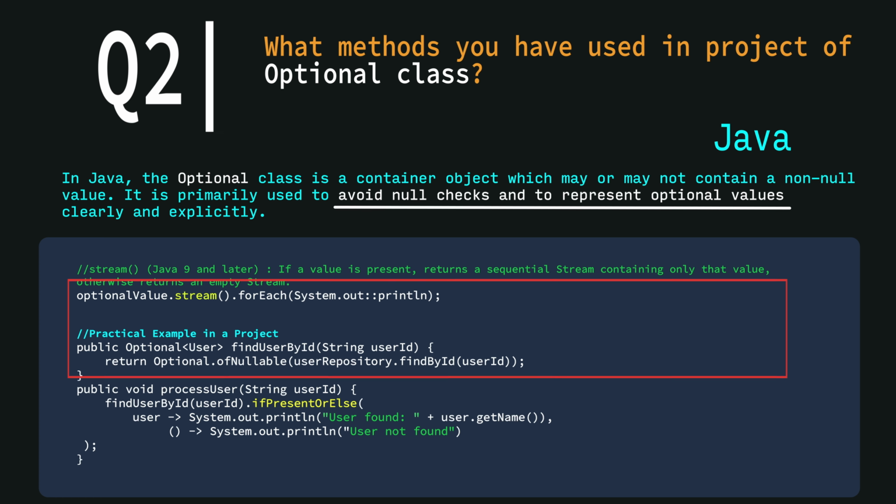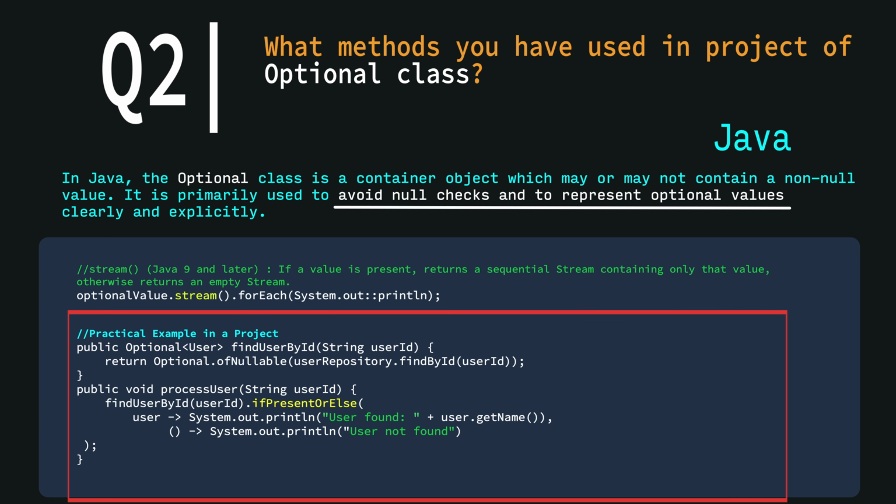Overall, I am putting one example here which we will use in our day-to-day projects for Optional. Here in the first method, that is findUserById, we are trying to fetch a user from the database, assuming userRepository is connecting with the database. And in the processUser method, we are calling this findUserById, and we are accessing and printing the username using ifPresent or orElse safely. If the user is present, we are printing user found with username, else user not found.